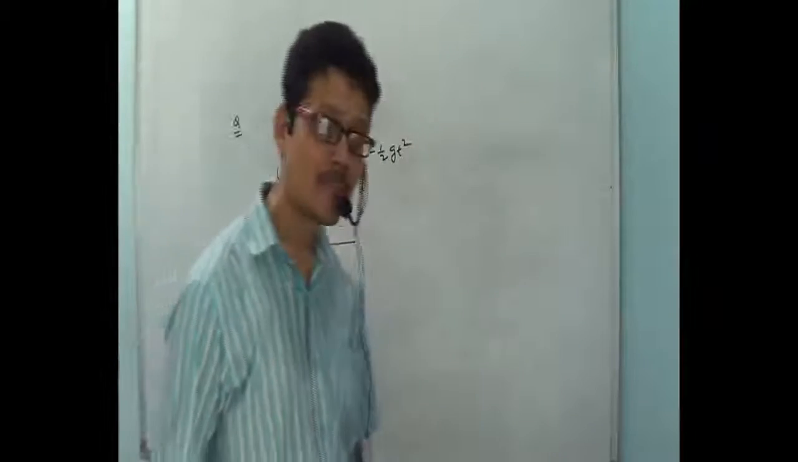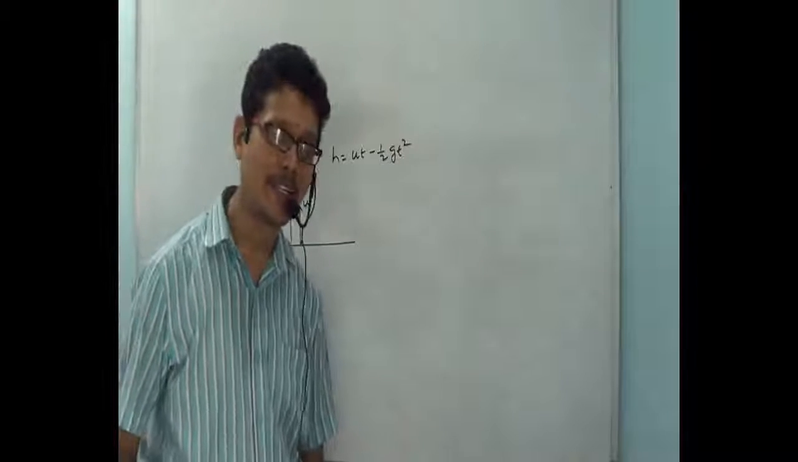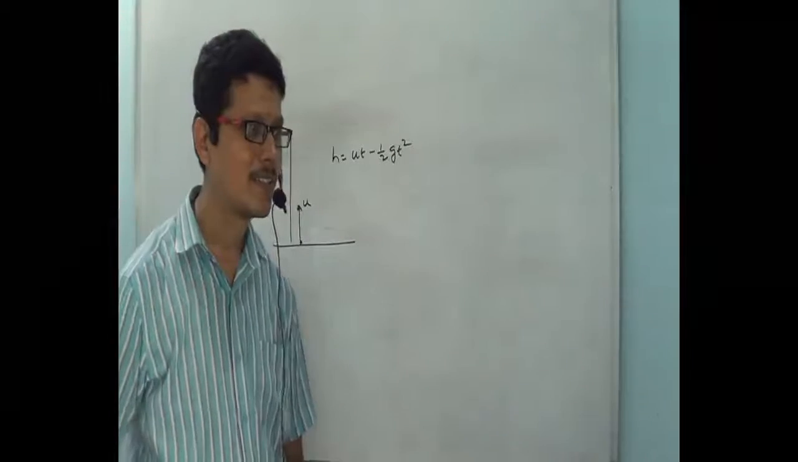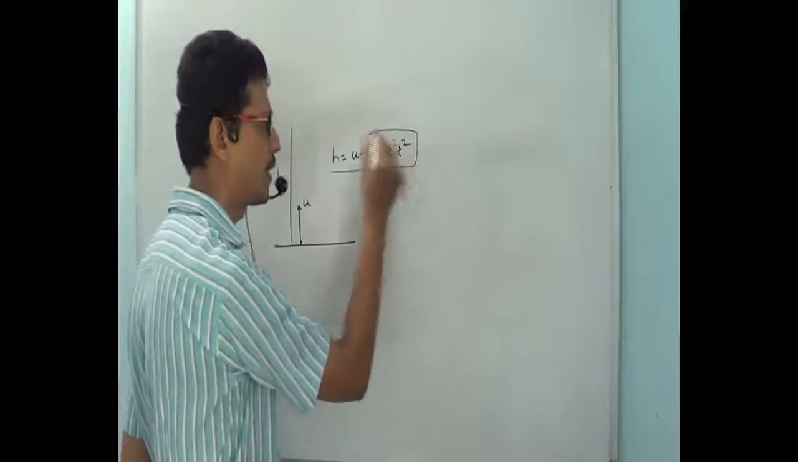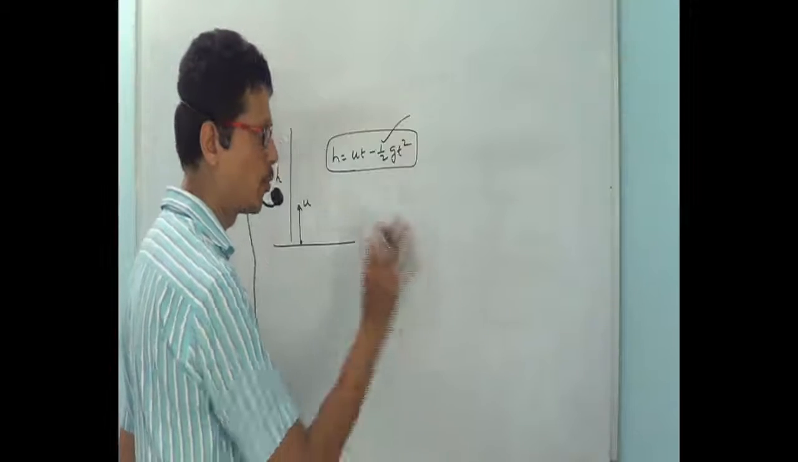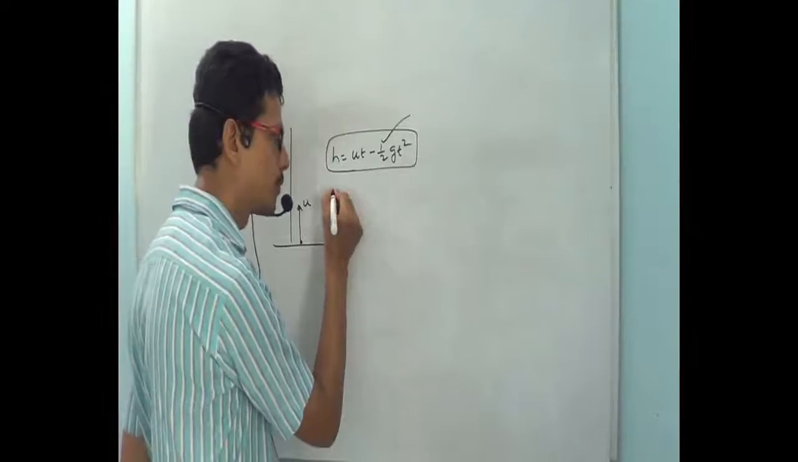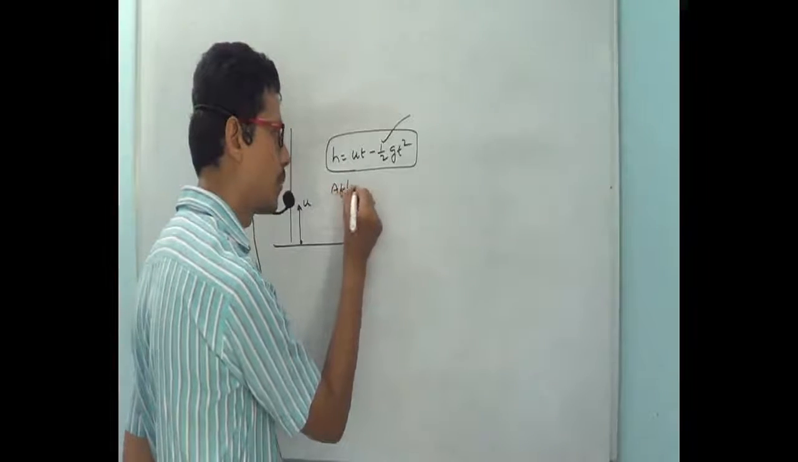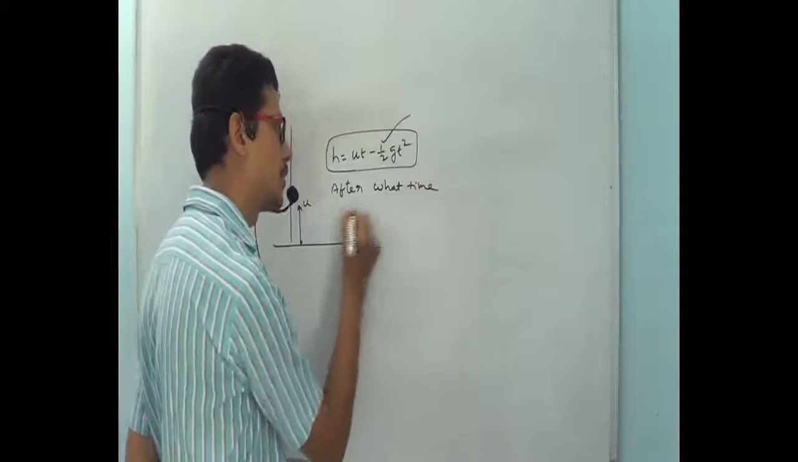So he is saying after what time maximum height will be attained. Maximum height. What is the question? He has given this height is changing with respect to time according to this equation. Don't worry about how we got this equation. And what is the question? After what time H is maximum?